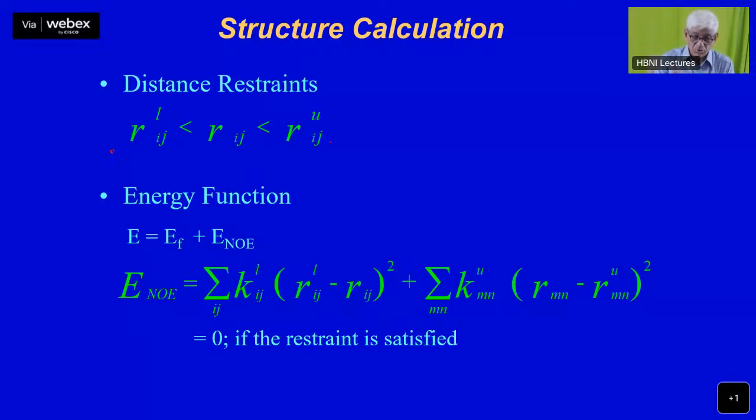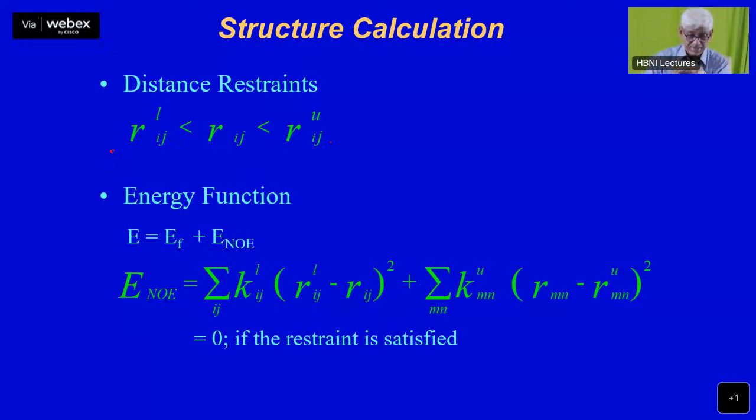Then you do it automatically on the computer. You define an energy function, which is E equals E_F plus E_NOE. E_F is the energy coming from all the various other internal bond angle and bond distance violations, and E_NOE is the term coming from here. You define E_NOE in this manner: if there is a deviation from the lower limit, you put this constant here. This is the force constant. Like a harmonic oscillator, this is a potential function for violation of the lower limit. This is the harmonic function for violations of the upper limit.